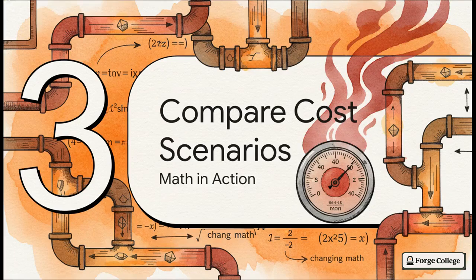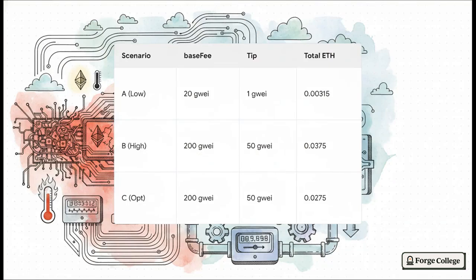All right, moving to Section 3, comparing cost scenarios. Let's see this math in action. Let's look at how a rising thermostat drastically changes the underlying math across 3 distinct scenarios. We'll assume a baseline transaction of 150,000 gas. In scenario A, network congestion is super low. We've got a base fee of 20 GWEI and a 1 GWEI tip. So our total cost is a very reasonable 0.00315 ETH.